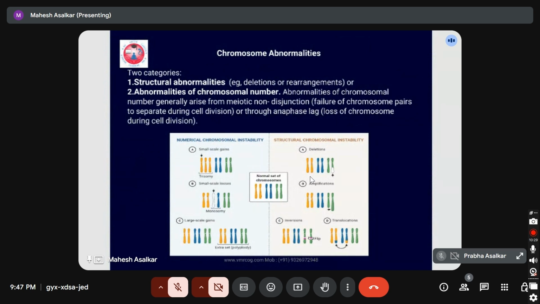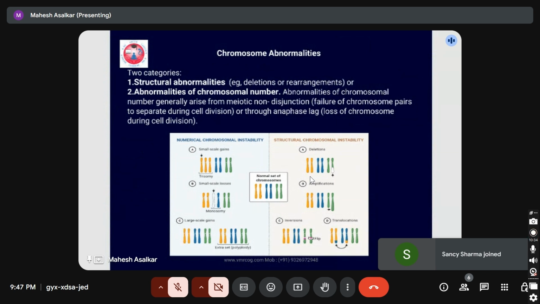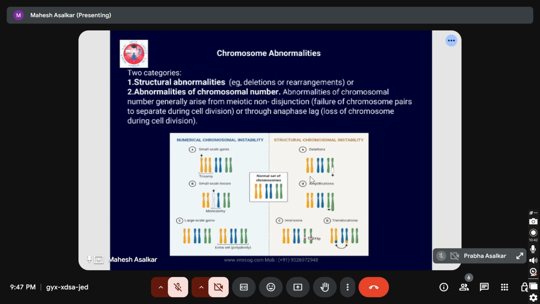Okay, now coming to the chromosomal abnormalities. So there are two categories. One is a structural abnormality, that is deletions or rearrangements, and second is the abnormalities of chromosomal number. Abnormalities of chromosomal number generally arise from meiotic non-disjunction, that is a failure of chromosome pairs to separate during the cell division. So during cell division, the chromosome pair do not separate. That is called meiotic non-disjunction. Or there may be a problem in the anaphase, that is anaphase lag, loss of chromosome during the cell division.